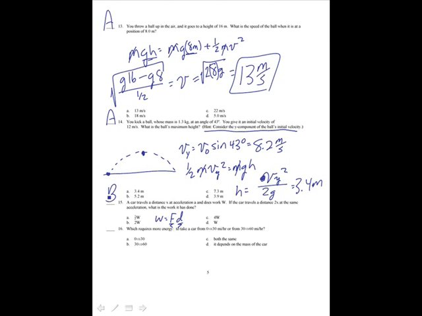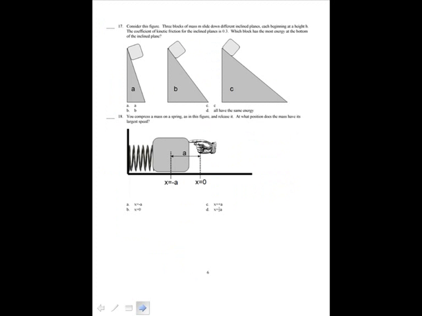Which requires more energy: taking a car from 0 to 30 or from 30 to 60? Remember, if we plot energy versus speed, it's a quadratic, so it looks like that. Going from 0 to 30 takes this amount of energy, but going from 30 to 60 takes this amount of energy, a lot more energy. So 30 to 60. Number 16 is B. Consider this figure.